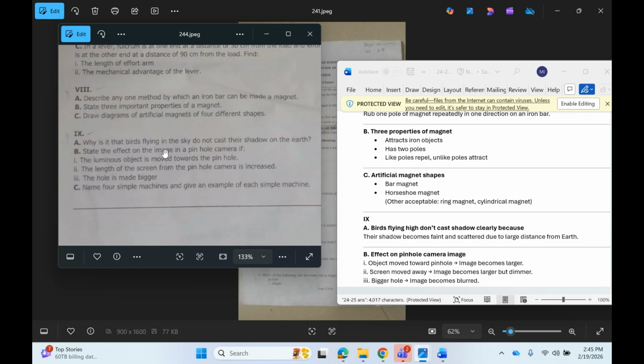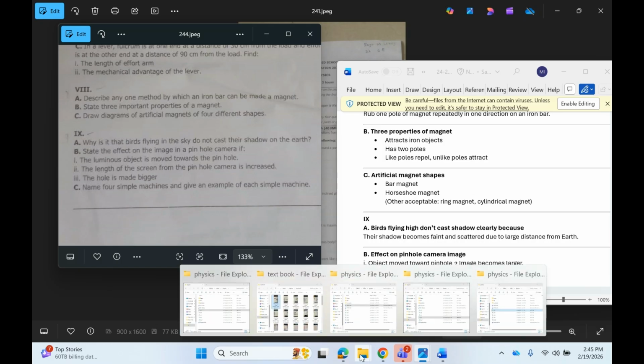Why do birds flying in the sky not cast their shadow on the earth? Why? Can anybody answer?